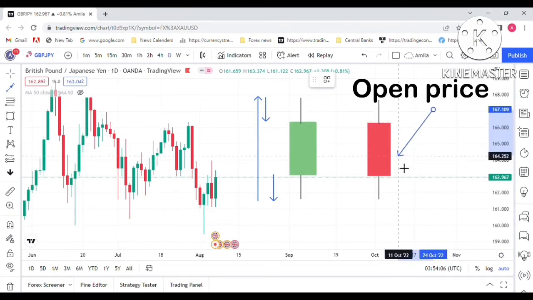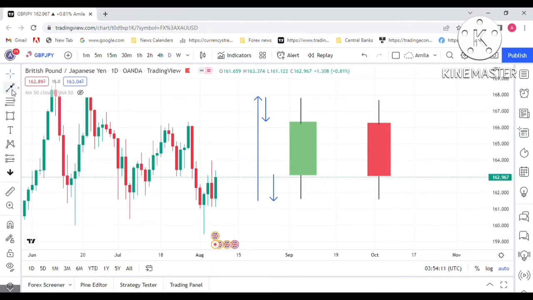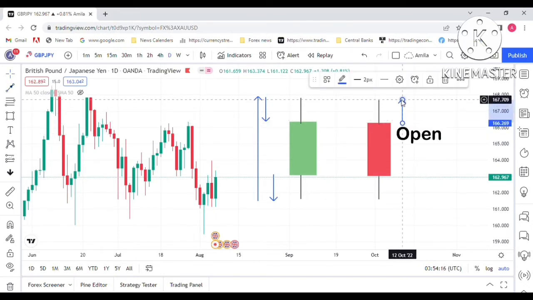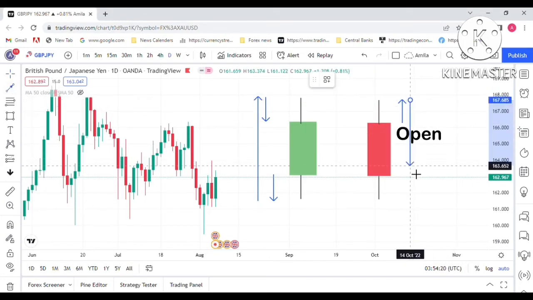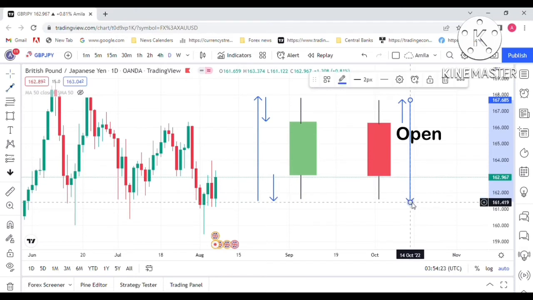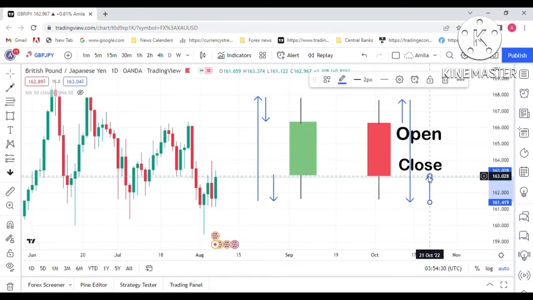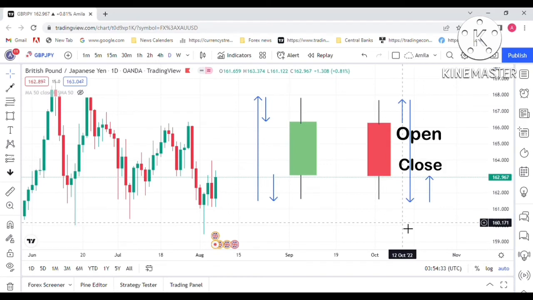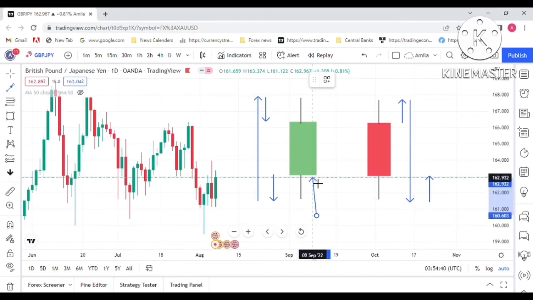The open price is above and the close price is below. Let's see how it turned and how it goes. So the price opens above and goes high, and there's a small wick and rejection to the downside. There's a lower shadow and the price closes below. The open price is high and the close price is low. That's what we call a bearish candle. That means sellers are in control.